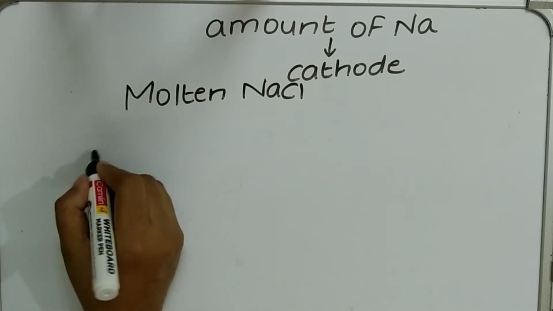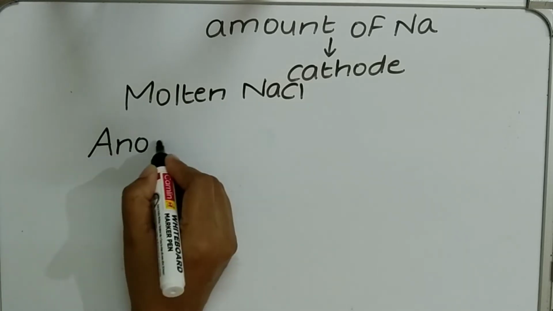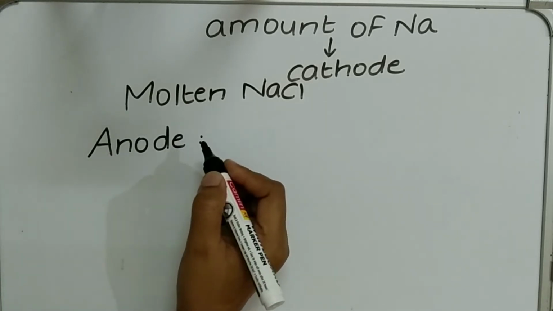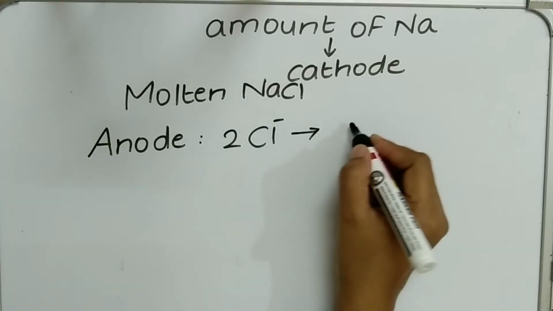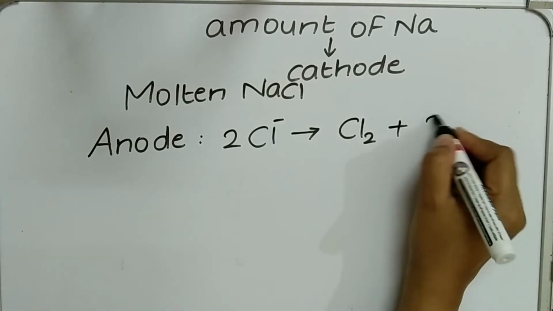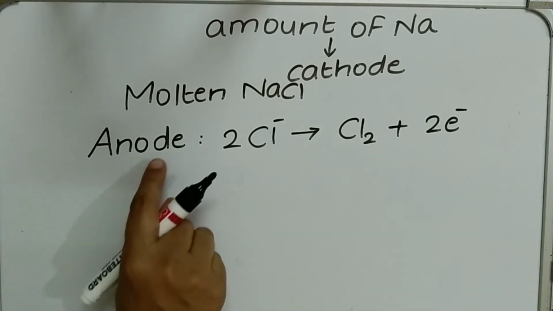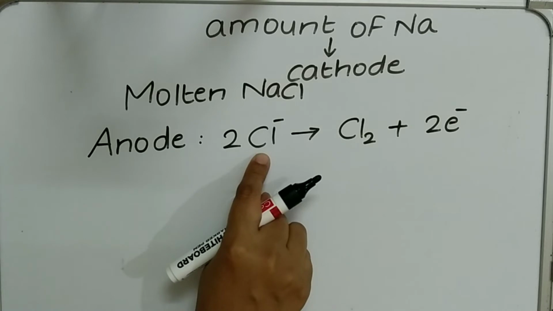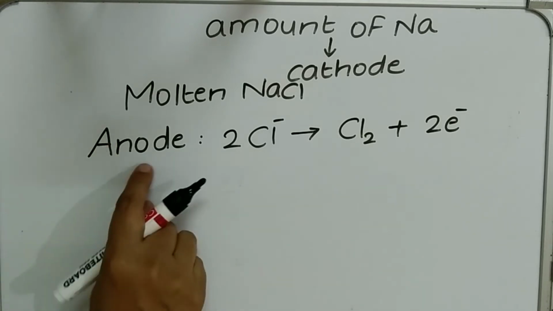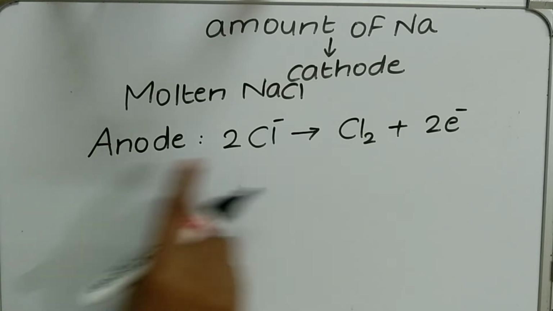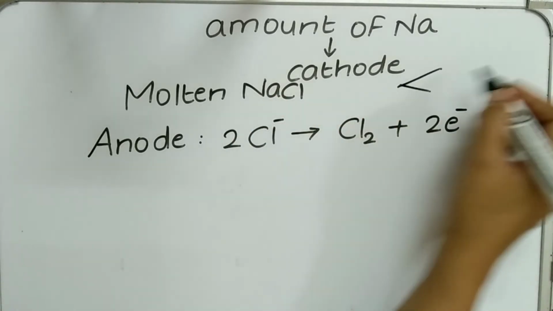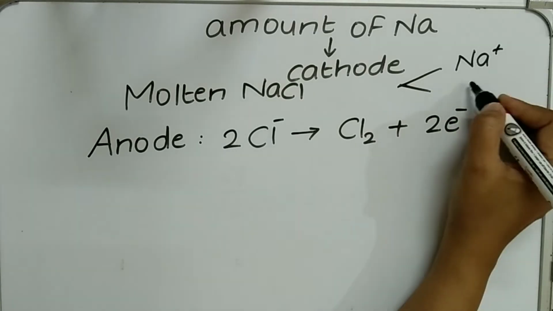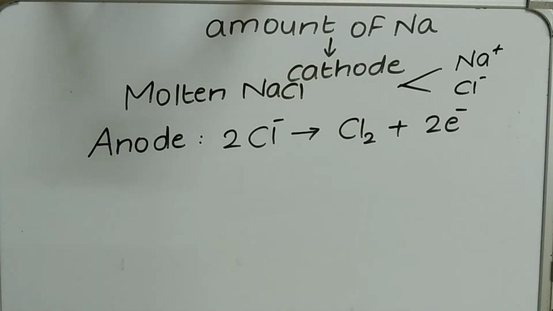So at the anode, we will write the equations first. At the anode, 2Cl minus, I am balancing and writing, gives Cl2 plus 2 electrons. Understand this? At the anode, Cl minus ions will move towards the anode, right? Anode is a positive electrode. So I have taken molten NaCl. This electrolyte will split into Na plus and Cl minus. So Cl minus will move towards the anode.